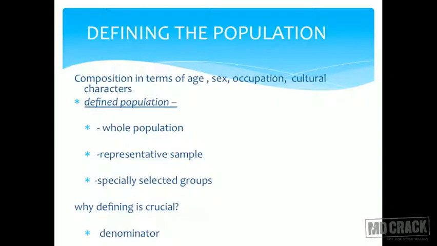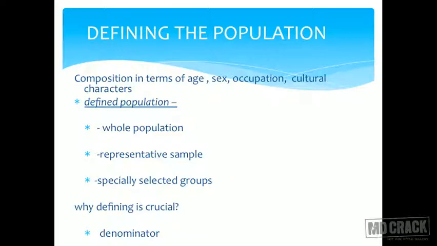Let us take on the first slide here, defining the population. Composition of the population is in terms of age, sex, occupation, culture, as well as other characteristics. The population is defined as the whole population. You can take a representative sample or you can have specially selected groups. Now, if the disease under question is fairly common, many people in the community are getting affected by the disease, obviously it is easy to get a whole population sample.